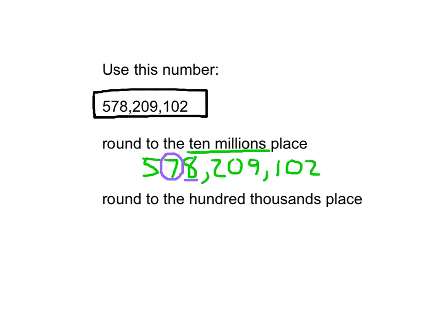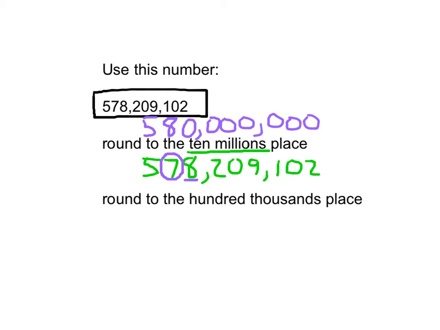I'm going to write my answer right here. The 8 is in between 5 and 9, so the 7 becomes an 8. Flexing my muscles like a hero, digits to the right all change to 0. And all other digits stay the same. So 578,209,102 rounded to the nearest 10 millionths place is 580 million. Yep, that is a 10 millionths number.